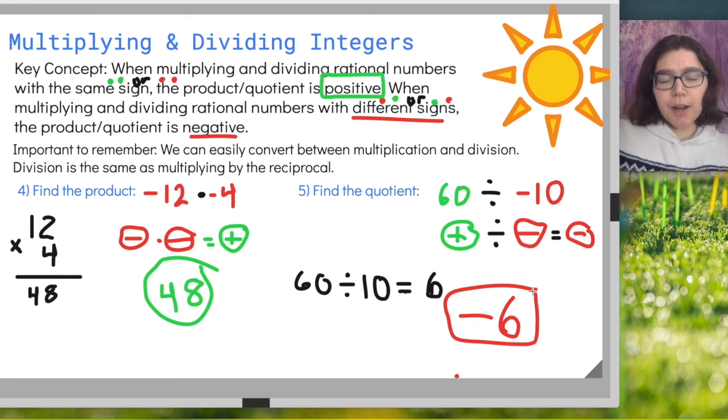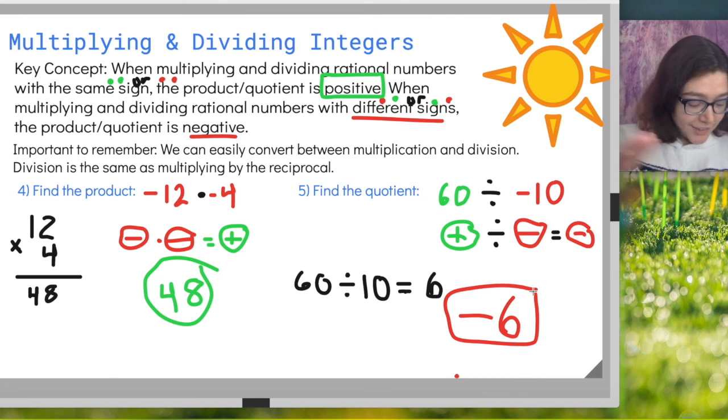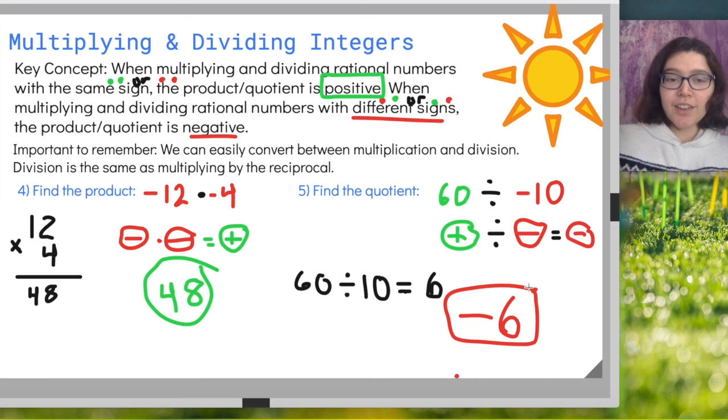Okay, so for all these problems, you really just need to figure out what's the sign and then deal with the absolute values of the numbers, the positive version of the numbers as they are. Okay, so when we are multiplying and dividing only, not with addition and subtraction, super important. Multiplying or dividing only, when we have the same sign, our product or quotient is going to be positive, and when we have different signs, the product or quotient is going to be negative.